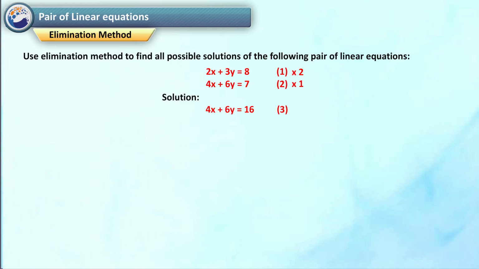Therefore, 4x plus 6y is equal to 16, equation 3. 4x plus 6y is equal to 7, equation 4. Subtracting equation 4 from equation 3, 4x minus 4x plus 6y minus 6y is equal to 16 minus 7. That is, 0 is equal to 9, which is a false statement. Therefore, the pair of equations has no solution.